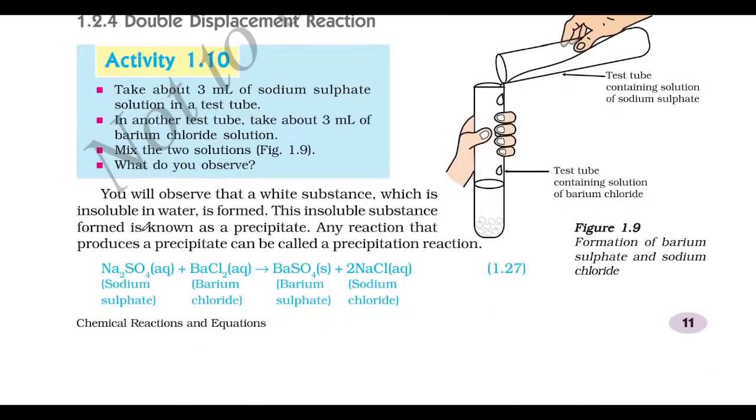In the same way, double displacement, where the two ions in the solution exchange their ions, right? Na2SO4 plus BaCl2, right? You can see the ions will be exchanged in the solution. And also any reaction that produces a precipitate can be called a precipitate reaction.